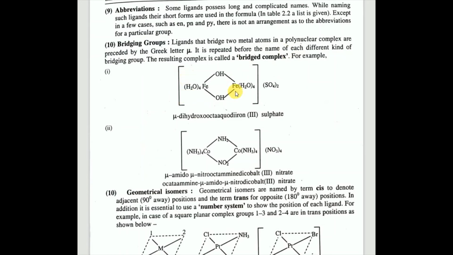See here, the IUPAC name of this complex is mu-dihydroxo. These are the two hydroxo groups which form the bridge between these two metals, that's why mu-dihydroxo. Octaaqua means there are 8 water molecules. Octaaquadiiron, the oxidation state is 3, and sulfate is outside the square bracket. So in this way, when we write the name of a bridging ligand, we write the Greek letter mu before the name of the bridging ligands or bridging groups.